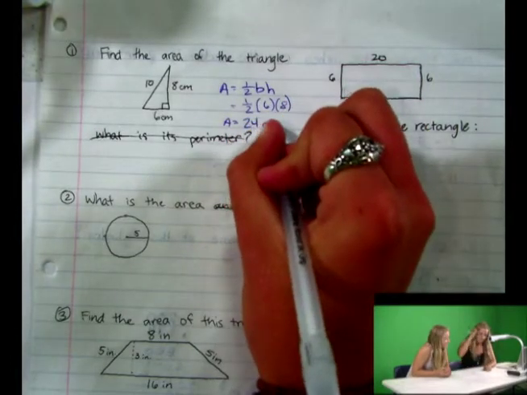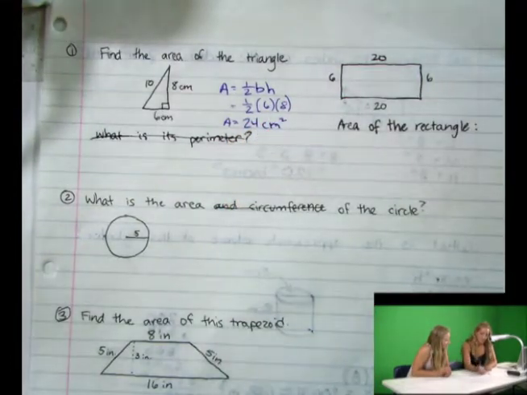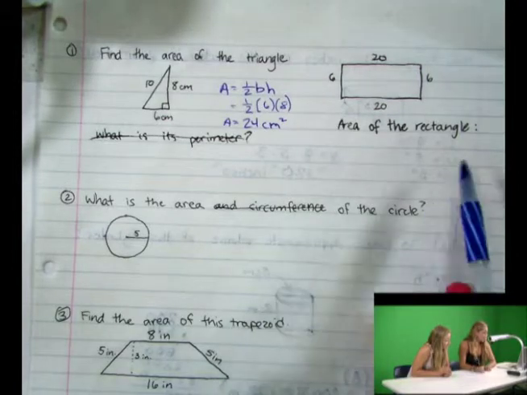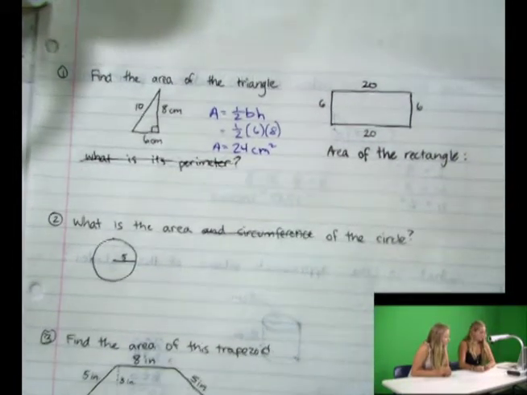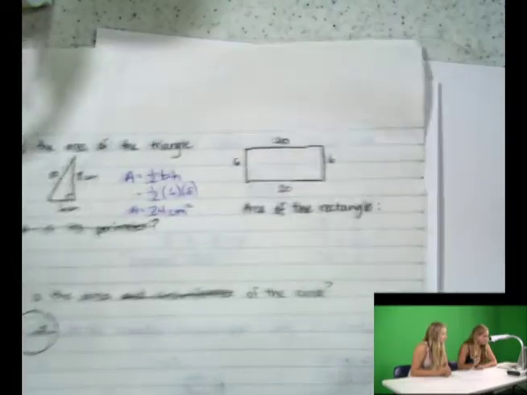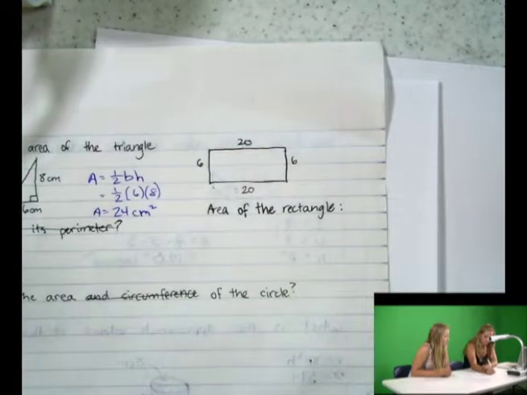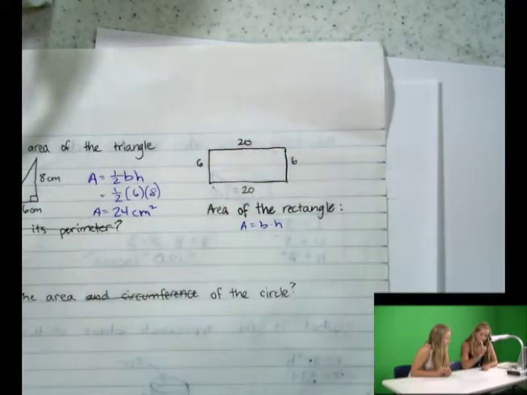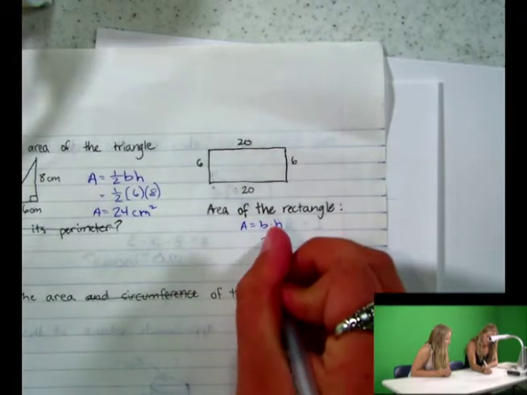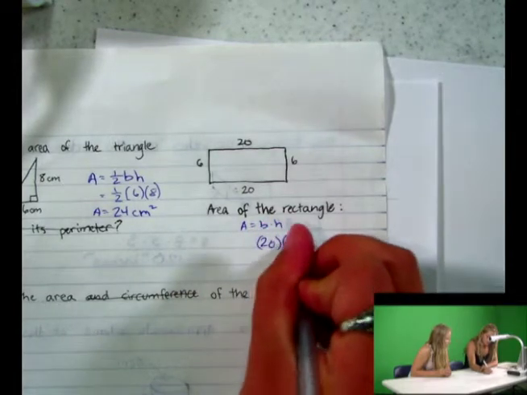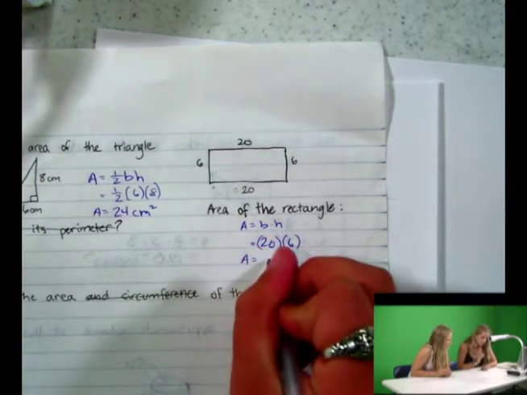Okay, so what do we need to find the area of a rectangle? The area of a rectangle is base times height. Okay, so what do we do? 20 times 6. Alright, and that is 120.